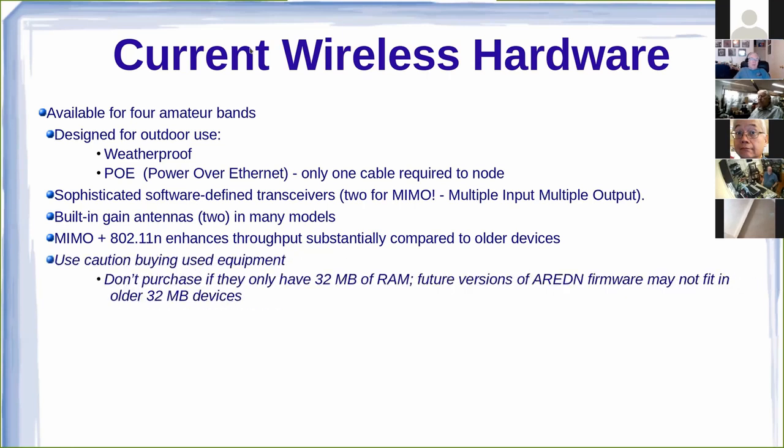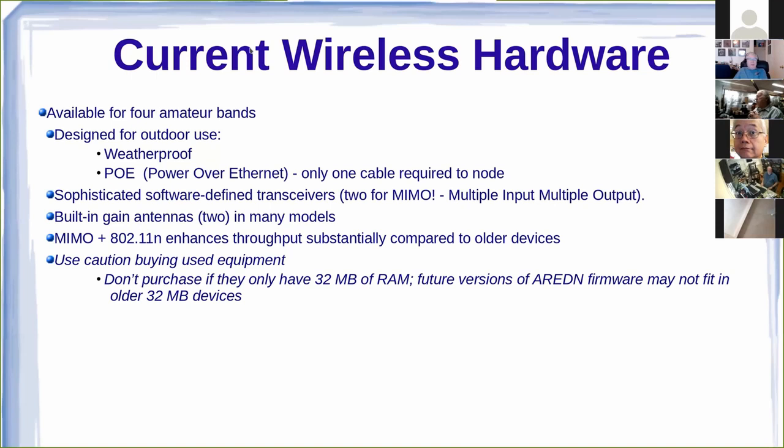Okay, if you're thinking about buying used equipment, be wary. The older generations had 32 megabytes of RAM and 8 megabytes of ROM, which is actually one of the limiting versions. AREDN is based on OpenWRT, the open source access point software. And as it grows slowly larger, AREDN grows slowly larger. They've managed to fit the production releases into these 32 megabyte devices, but it's tight. There's no guarantee that future versions will fit.